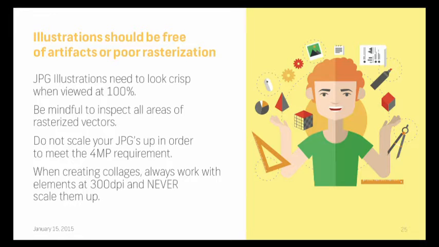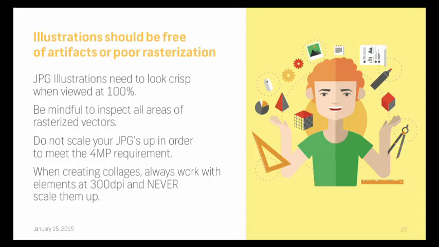Don't ever scale up your JPEGs, because when you scale them up, you're going to lose resolution. JPEGs can only be scaled down. They can never be scaled up. And whenever you're creating collages, make sure never to scale up. You can take elements at 100% at 300 dpi at least, or whatever the final resolution is you're working with. You can scale them down, but you don't want to be scaling them up.